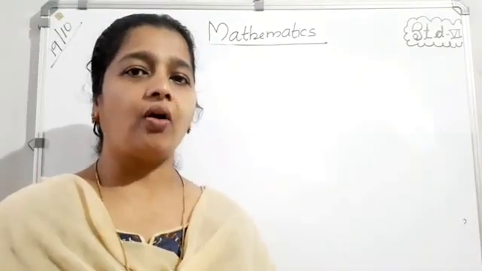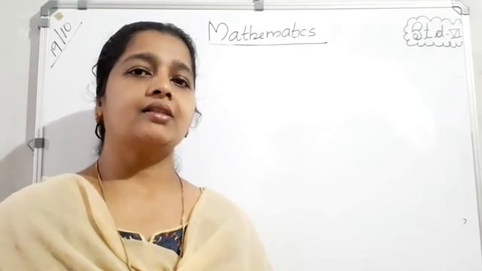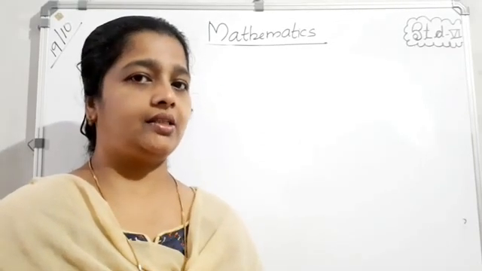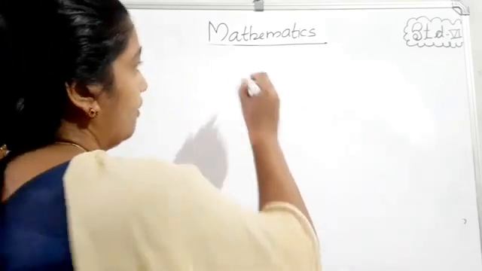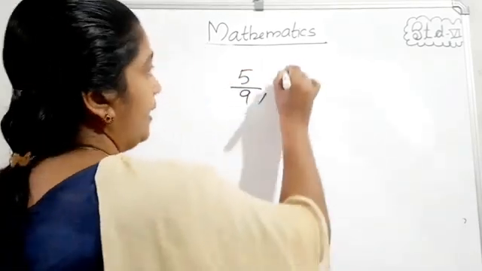Check whether the following fractions are equivalent or not. So, you want to find whether the fractions are equivalent. Clear? Yes. Question number 1: 5 by 9, comma, 30 by 54.